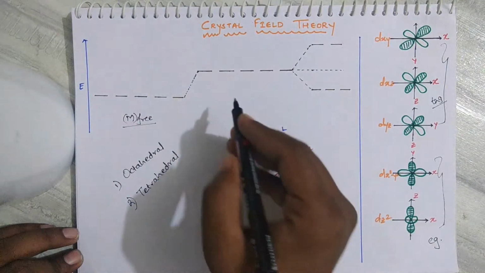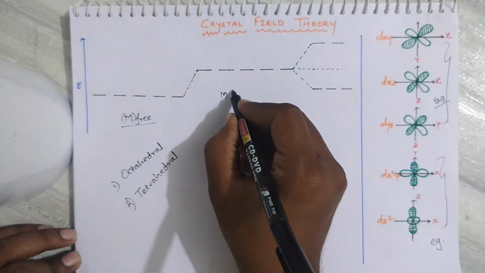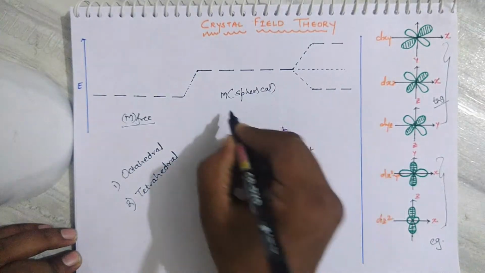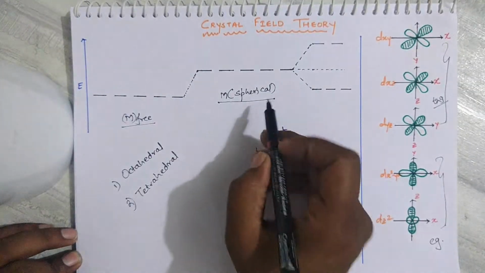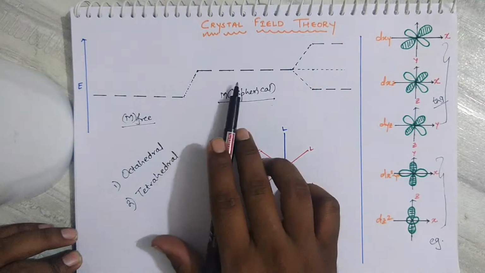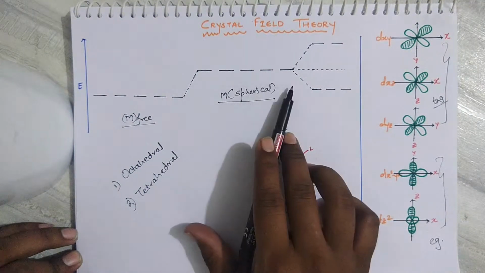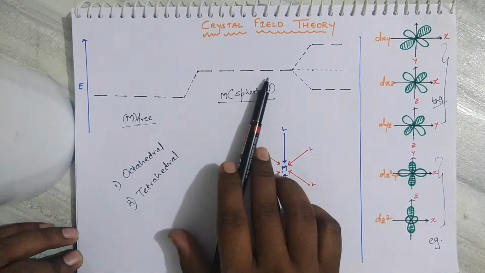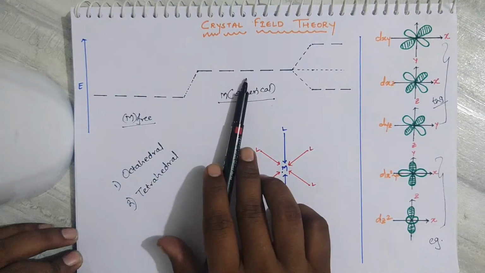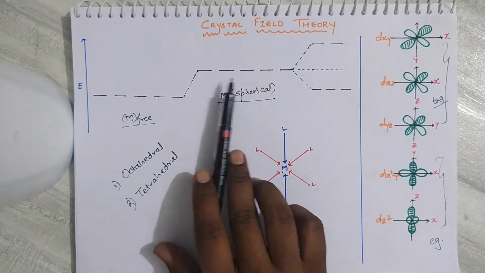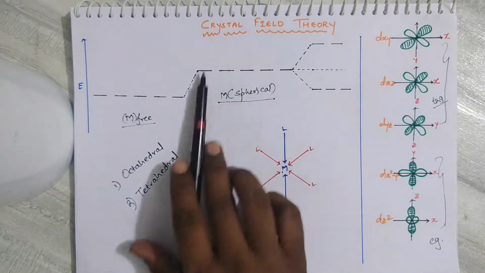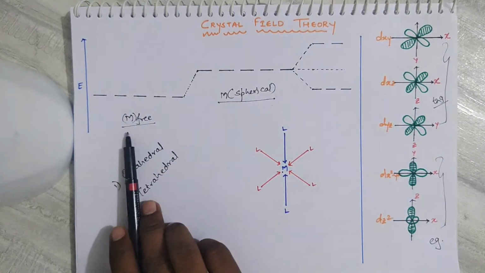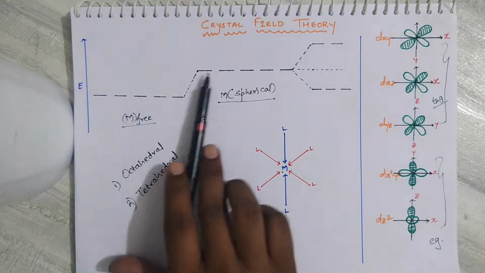But again, as we have mentioned, your metal is approached by the ligand in a spherical field. When the metal is approached by the ligand in a spherical field, all the d orbitals will have the increase in energy to the same extent. That means the energy of the d orbitals has gone up, but still they are degenerate. Your dx2-y2, dz2, dxy, dyz, dxz, all these 5 d orbitals will be at the same energy level, but that energy level will be higher than when your metal was in the free state.